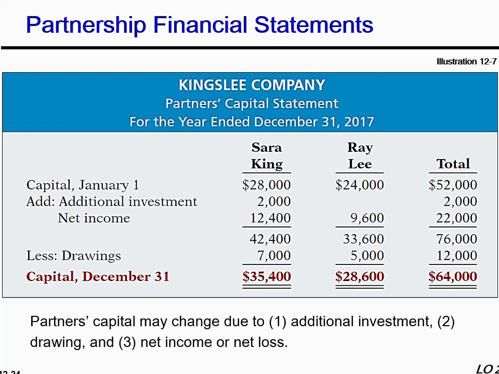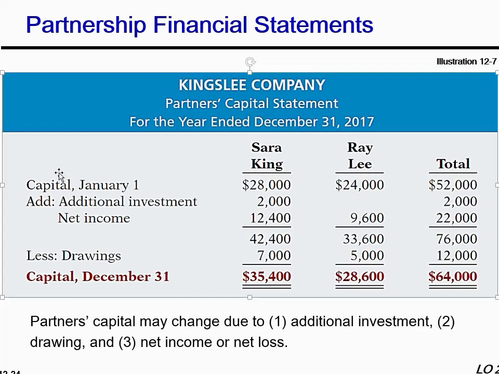So here comes the Kingsley company partners' capital statement for the year ended December 31st, 2017. If you see, the first column is for the description, the second one is for Sarah King, the first partner, the third one is for the second partner, and then the total column. The initial capital balances were given in the question: Sarah has a 28,000 opening balance in her capital account, whereas Ray has 24,000. Together the total capital was 52,000.